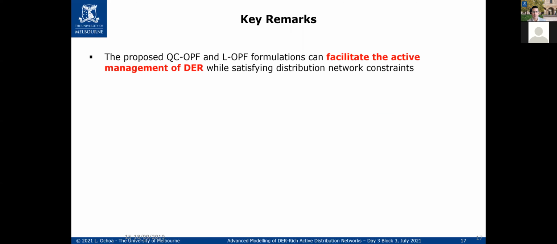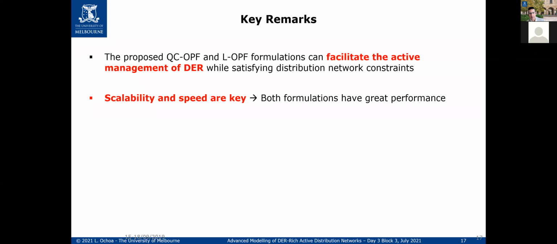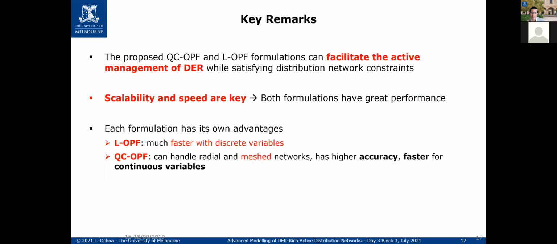All right, so moving on to key remarks from this comparison. The proposed quadratically constrained OPF, with more details in the papers, guys, and the linearized OPF formulations facilitate the active management there. So that's great. They work. Their scalability is clearly demonstrated. The speed is pretty good, but of course the speed gets a little bit affected in the case of the quadratic constraint the moment that we have discrete variables. However, what happens if you actually needed to deal with mesh networks? The linearized OPF is not set up for that as we propose it in our papers, but the quadratic constraint is. So again, it depends on what problem you are dealing with.